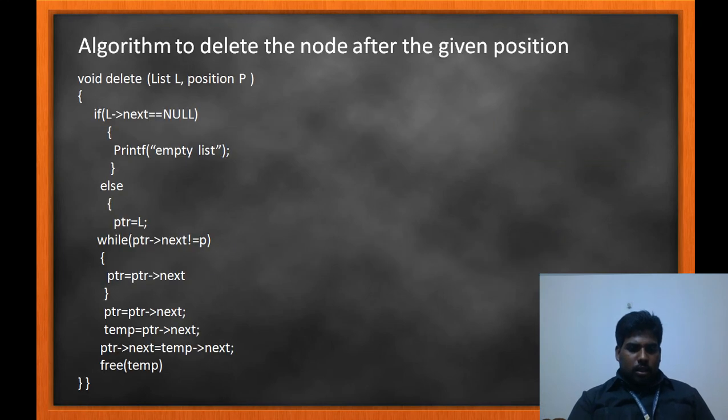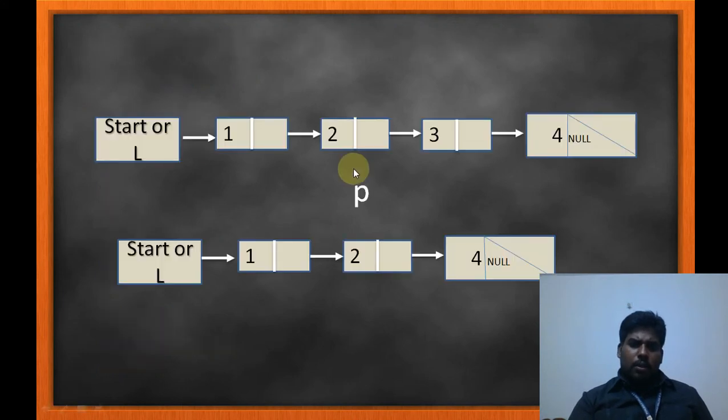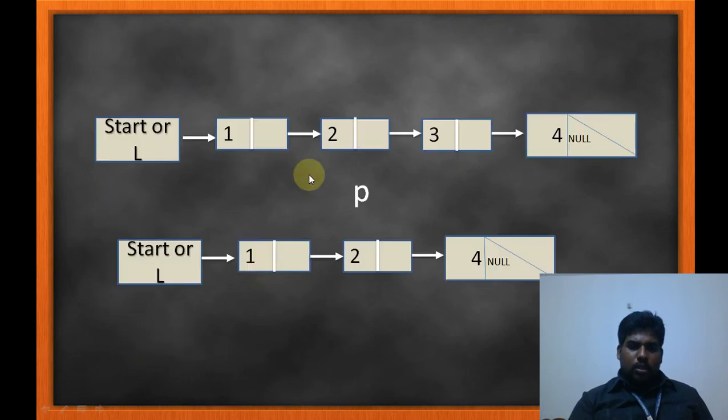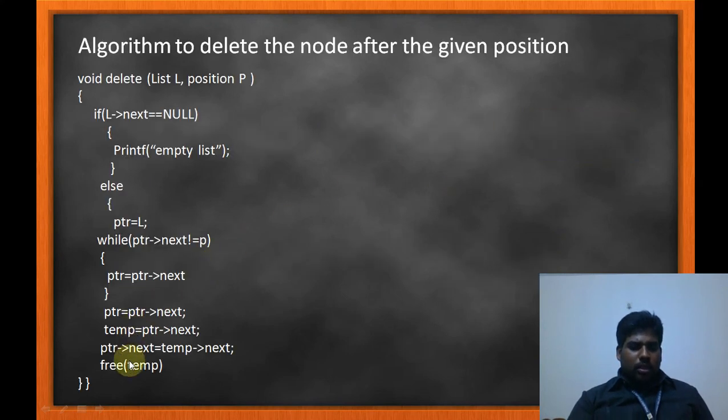Then temp equal to, you are using another variable, temp equal to PTR next. So now I want to delete that temp. This is the temp equal to PTR's next. Then PTR next equal to temp's next. So now PTR's next equal to this temp's next. You are creating the link from here to here. Now you are freeing this 3. Now free of temp.